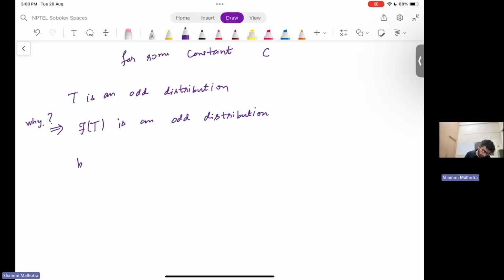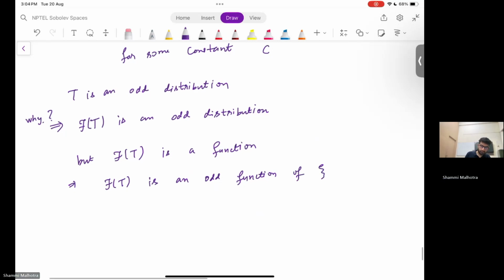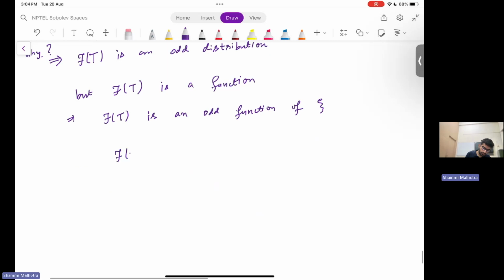So this implies, but ft is a function, and again you can show that this will imply that ft is an odd function of the xi variable. So what this implies is that the Fourier transformation of T at xi has to be equal to the Fourier transformation of T at minus xi, and this has to be all minus.